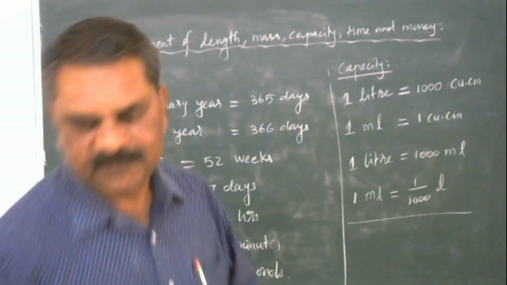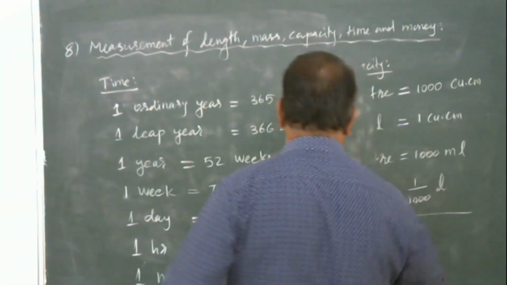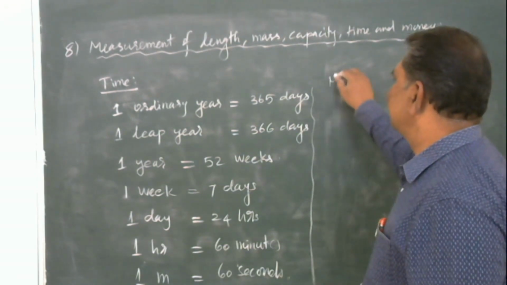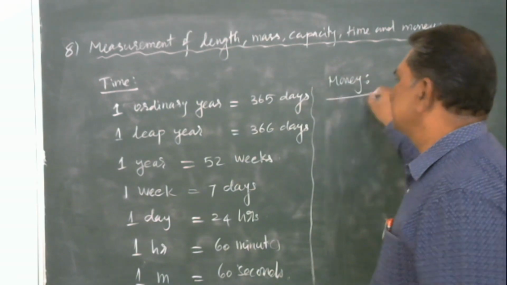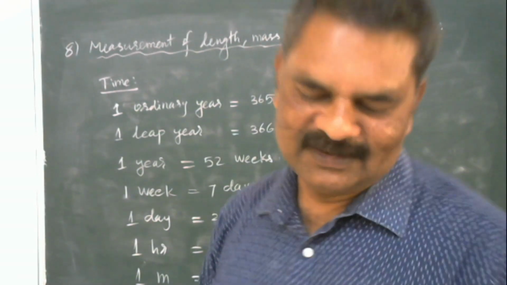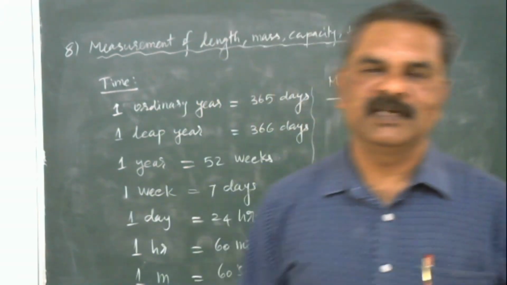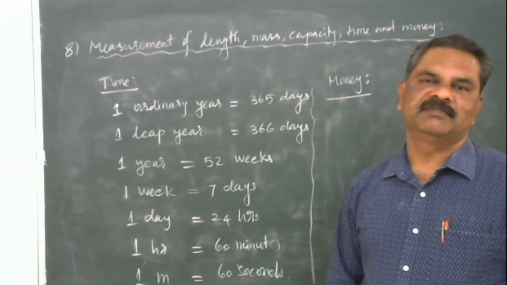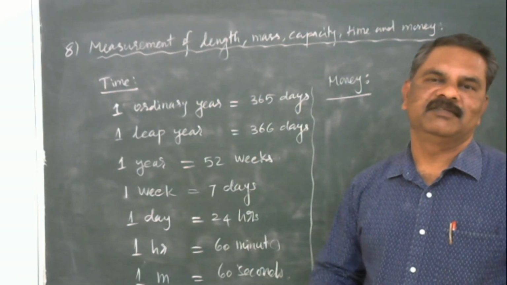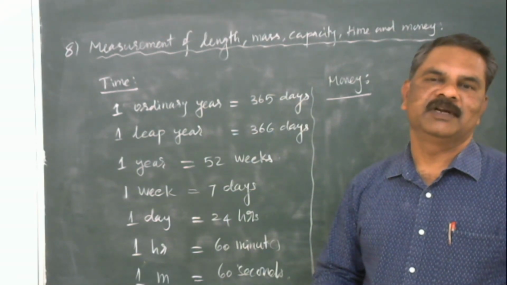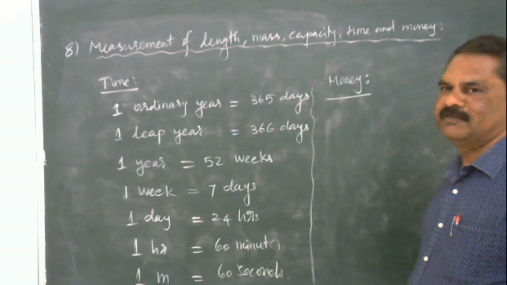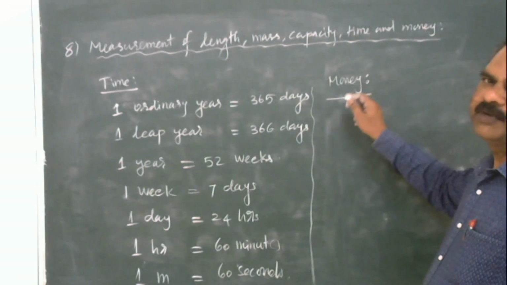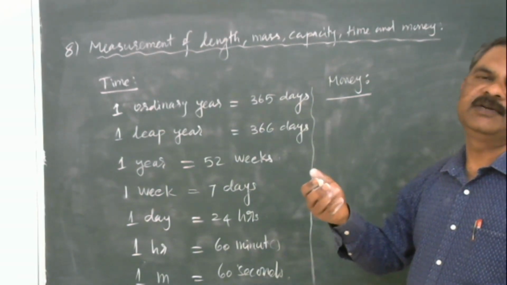And the last one is money related units. Without money we cannot do anything. Money can buy everything, but which one can money not buy? Do you know that? Money can buy everything, we say, but money cannot buy peace of mind. Even if you have money, you will not have peace of mind. It cannot buy happiness.